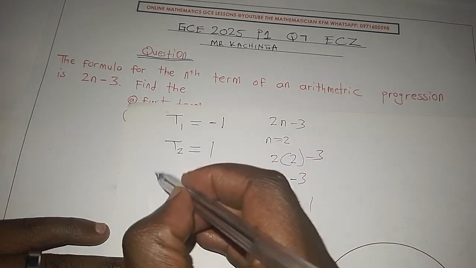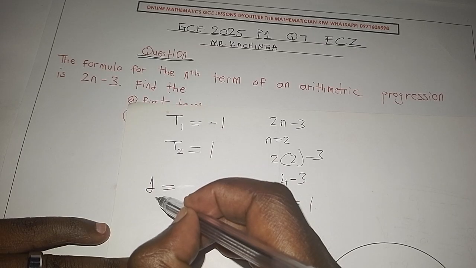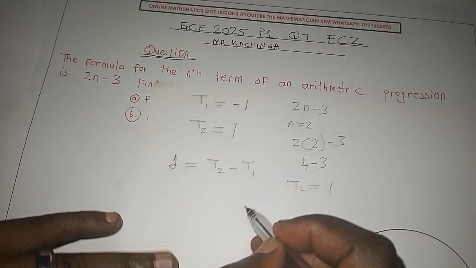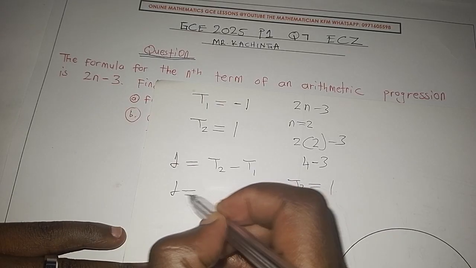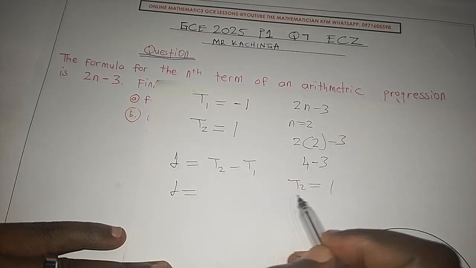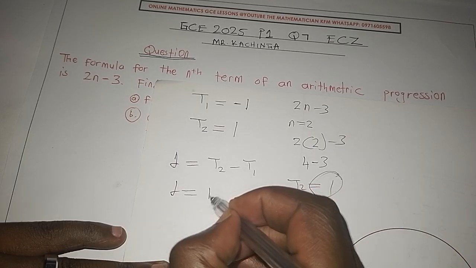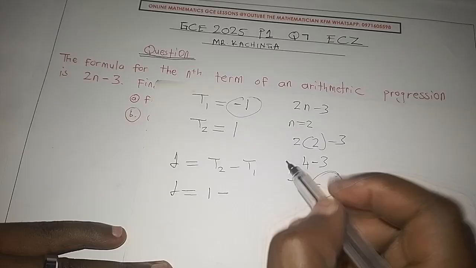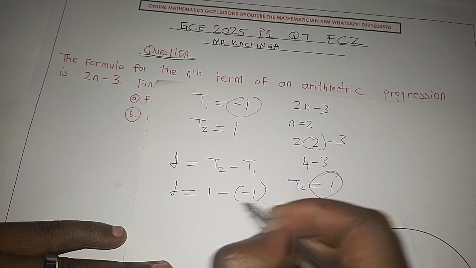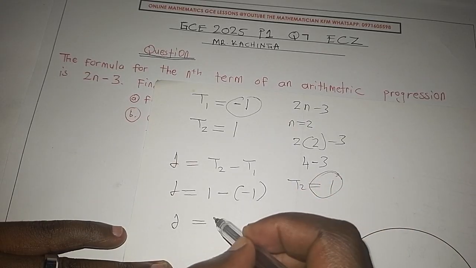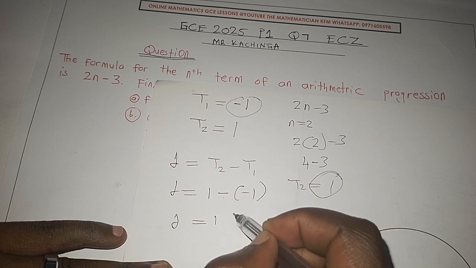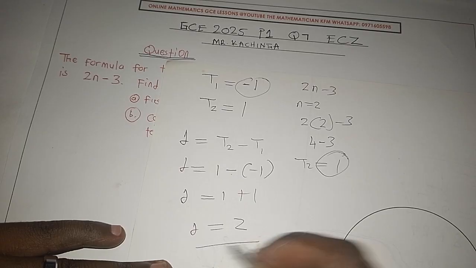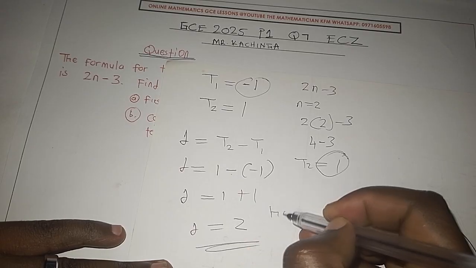After that, you say d, which means common difference, is the second term take away the first term. This is the formula for the common difference. The second term we have found to be 1, so 1 minus the first term. Our first term we know is -1. So 1 minus -1. Negative times negative is positive, so we have 1 plus 1. So our d is equal to 2. You see that? You can just say hence proven.